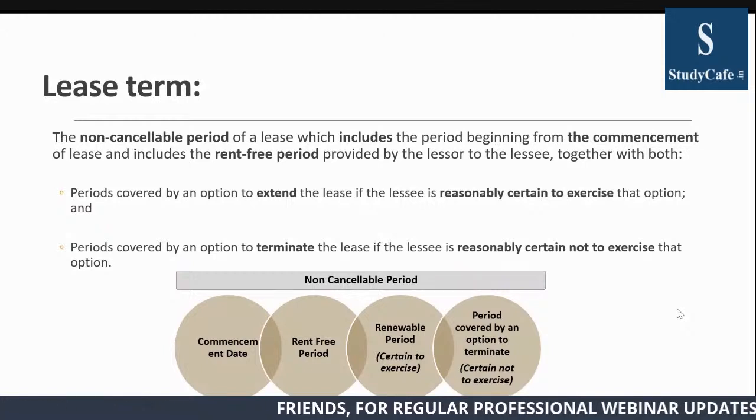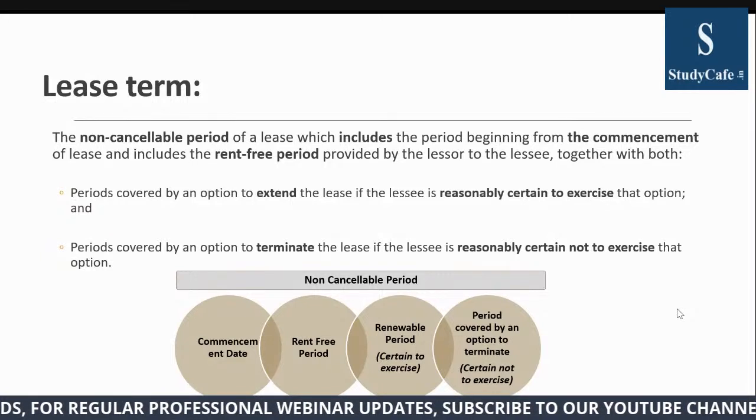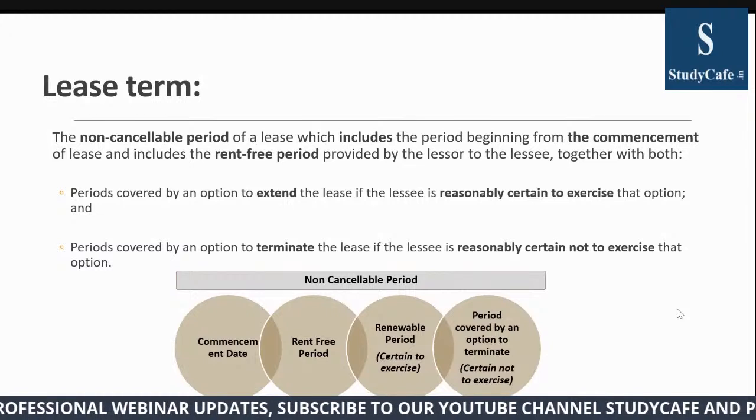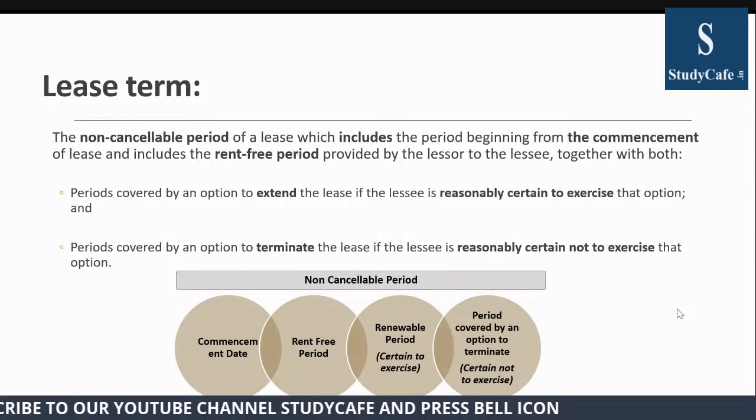And it starts with the commencement date. It includes the rent-free period. It includes the renewal period if the lessee is going to renew that lease, and it includes the period beyond the termination option if the lessee is not going to terminate the lease.